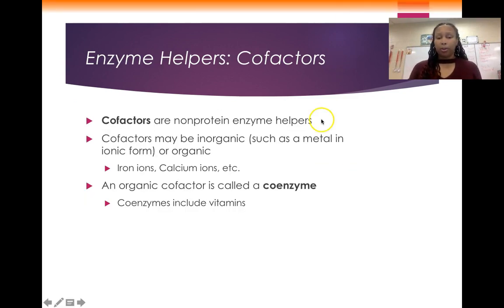Sometimes enzymes need helpers. Our enzyme helpers are called cofactors. There are two types of enzyme helpers: organic and inorganic. An inorganic enzyme helper is simply called a cofactor. All enzyme helpers are cofactors, but if they are organic, we call them coenzymes. And when you think of an organic cofactor or a coenzyme, think of things like vitamins, because they're typically going to be some type of vitamin. If you think of inorganic, think of your ions, like iron ions or calcium ions or sodium ions.